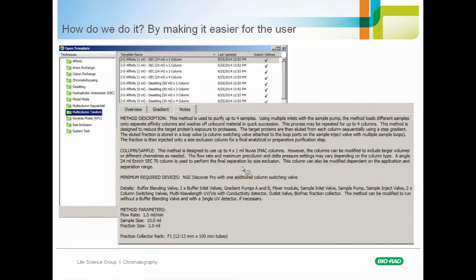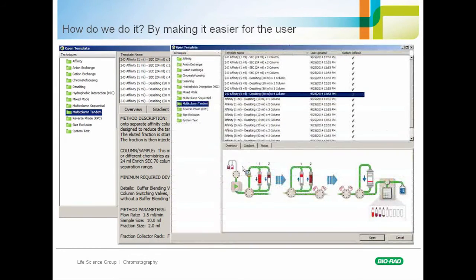So also what we have within the Chrome Lab software, because you're now using multiple valves that have the same function, you could be using 2 or 3 column switching valves, you could be using 2 or 3 inlet valves, some could be as buffer inlets, some could be as sample inlets.